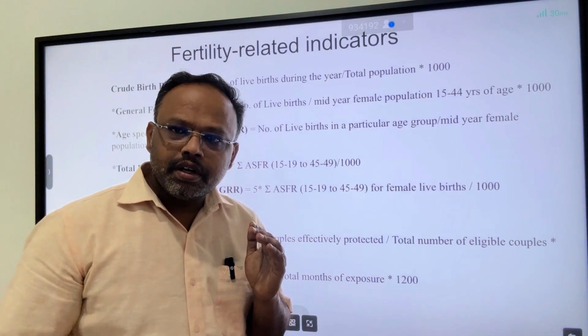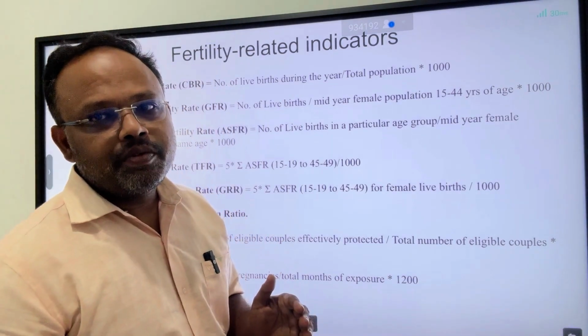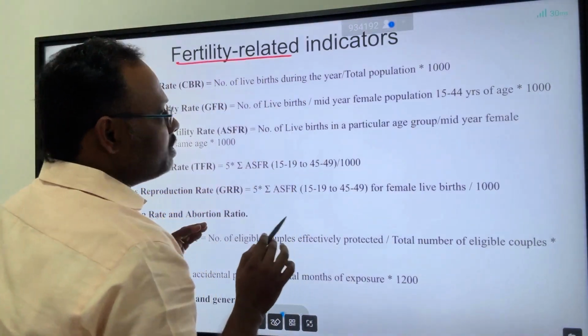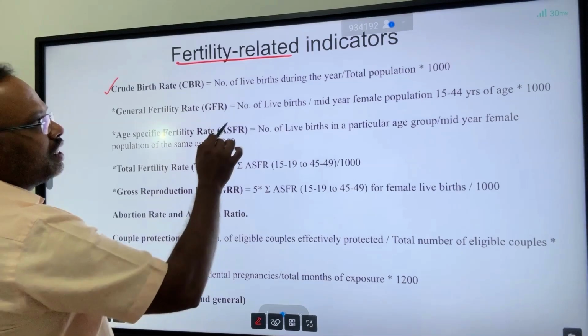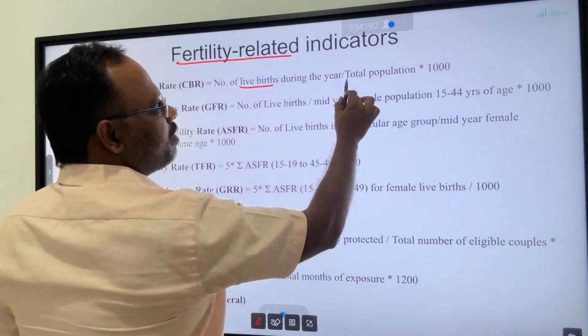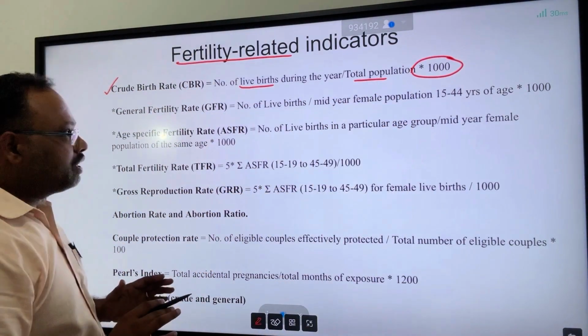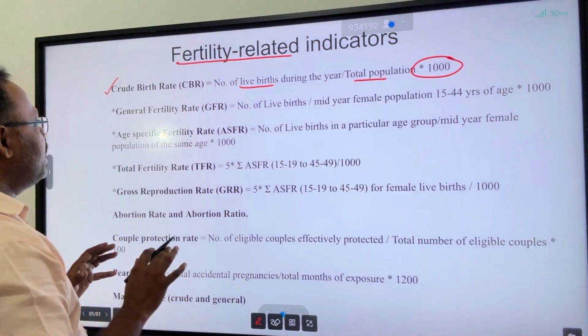Next, in demography indicators, we are going to look at the fertility related indicators. The first important fertility related indicator is again the crude birth rate, that is the number of live births divided by total population into 1000, which yields your crude birth rate, the first and foremost fertility related indicator.